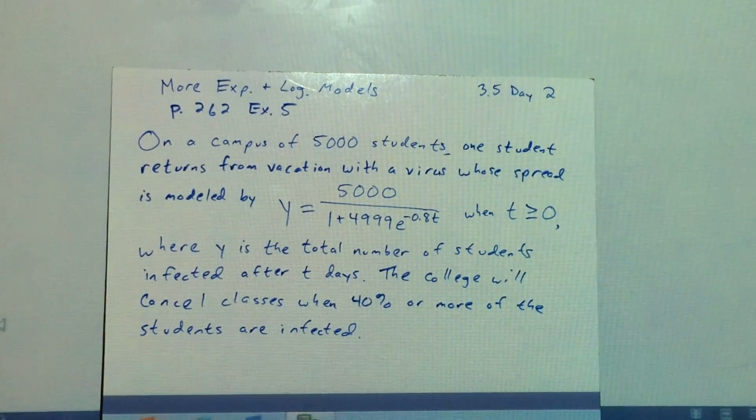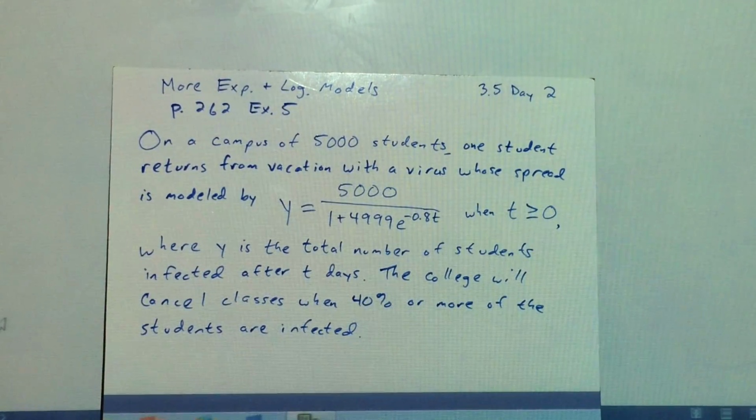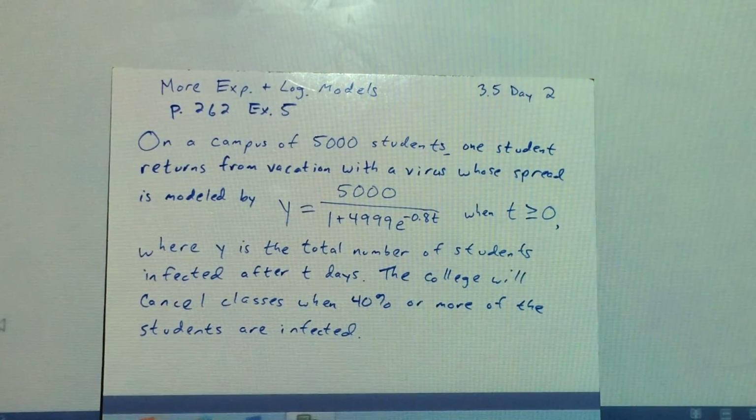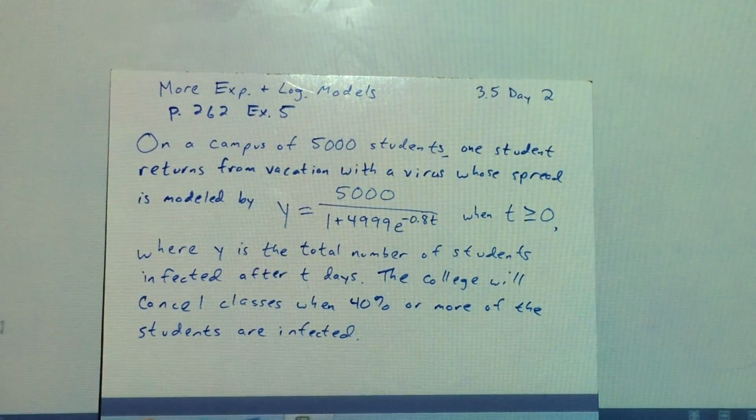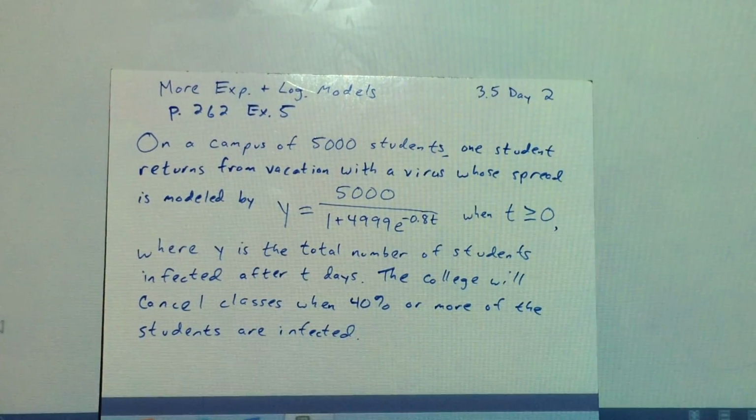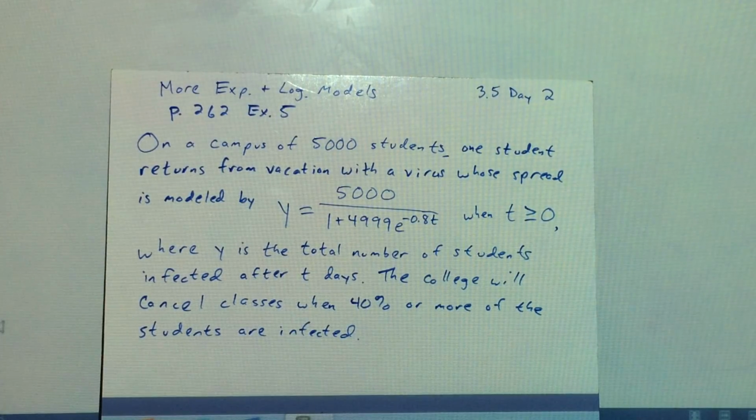Alright, I'm going to try to be a little bit more high-tech with this last video today because we're going to use the graphing calculators a lot. We're going to talk about more exponential and log models. I'm going to take you through one of the examples that's in the book. So if you did bring your book home, just take a look at this problem on page 262. This is example number 5.